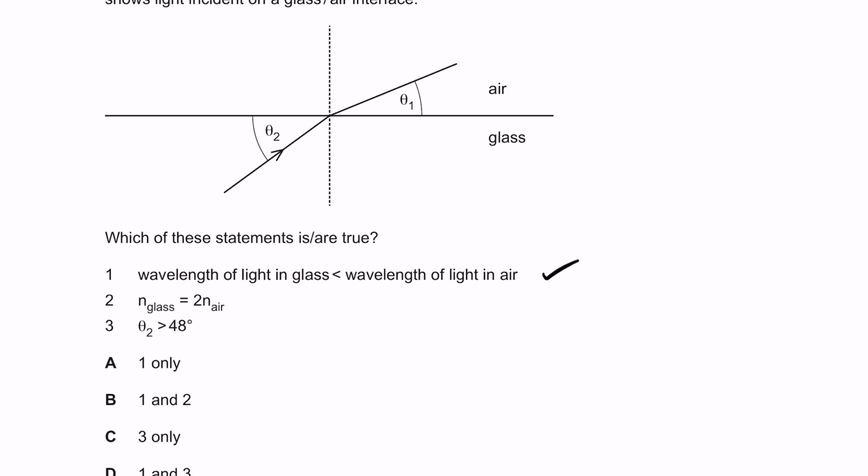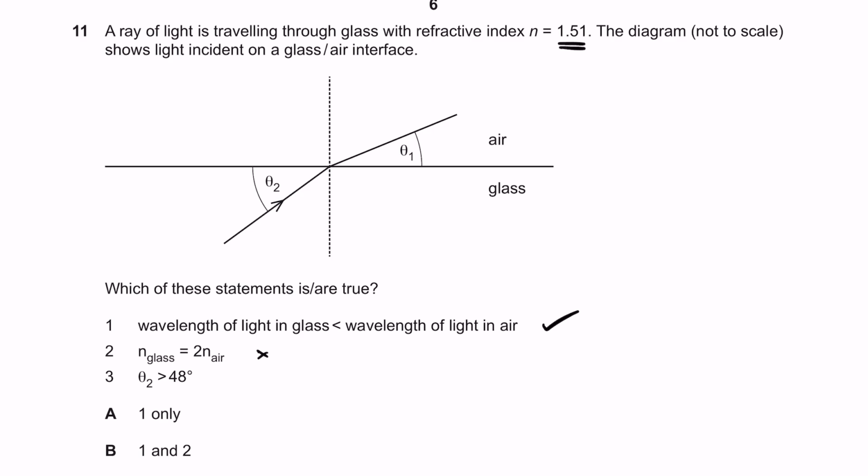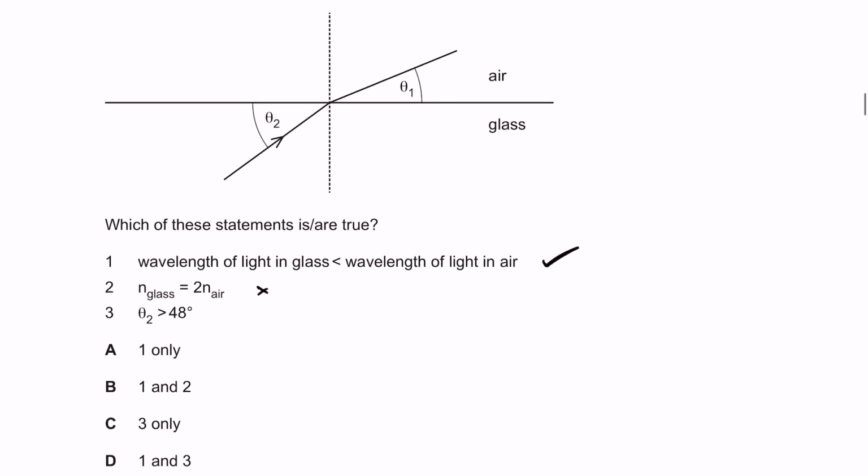Number 2, the refractive index of glass is 2 times that of air. That is definitely not true because refractive index of glass is 1.5 and that of air is 1. So that's out. And then finally, it says theta 2 is greater than 48 degrees. So we would need to check this out mathematically. Remember, first of all, that if theta 2 is 48 degrees, then the angle of incidence, which is what we are interested in, will be 90 minus 48, so 42 degrees.